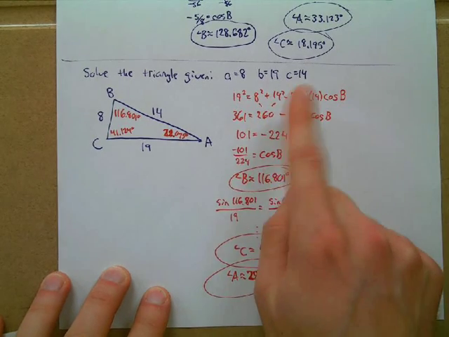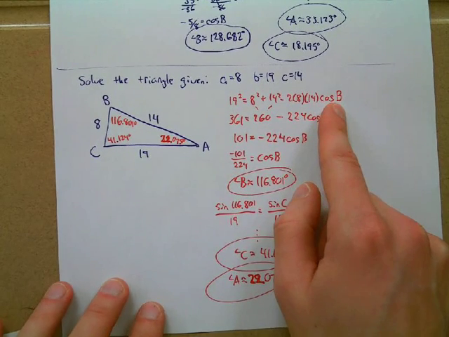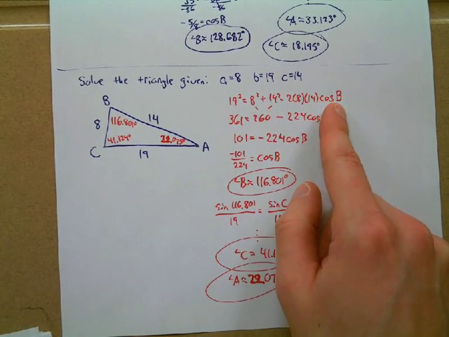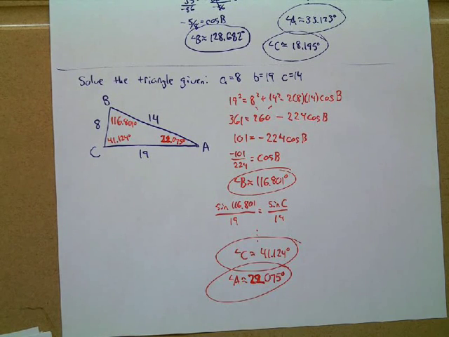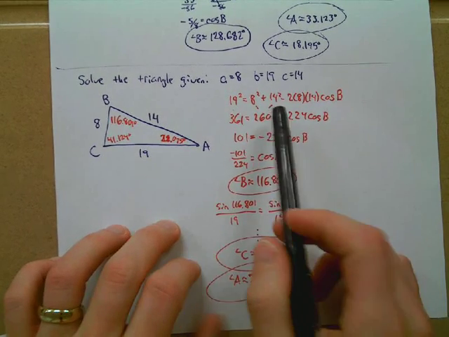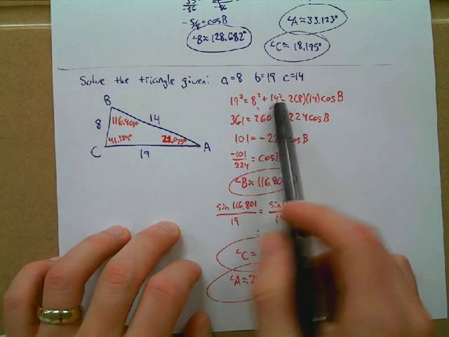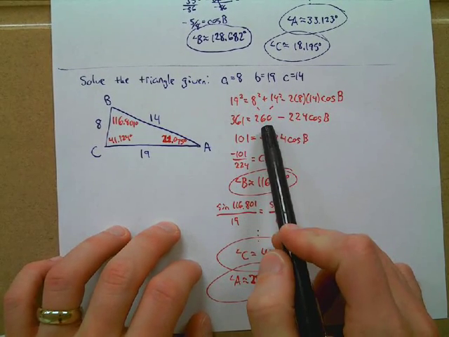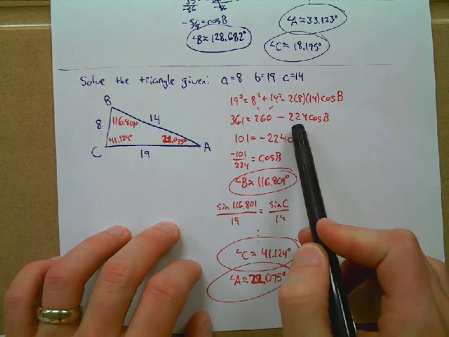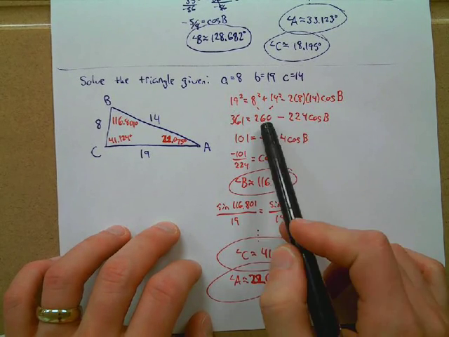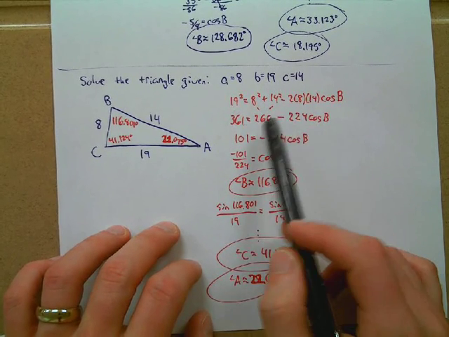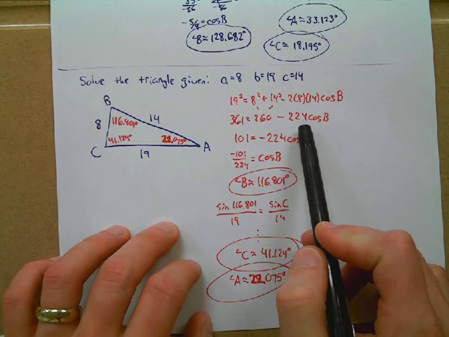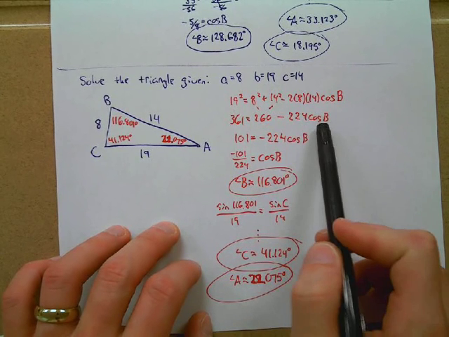The 8 squared and the 14 squared can go together to get 260. The 2 times 8 times 14 gives you minus 224. But these two cannot go together. You can't do 260 minus 224, because it's got that cosine B attached to it. So instead you subtract 260 from both sides and end up with this. The negative 224 cosine B just comes down, and we have 101 there now. Then divide both sides by negative 224, so we get this fraction equal to cosine B, and then do cosine inverse, and you get 116.801.